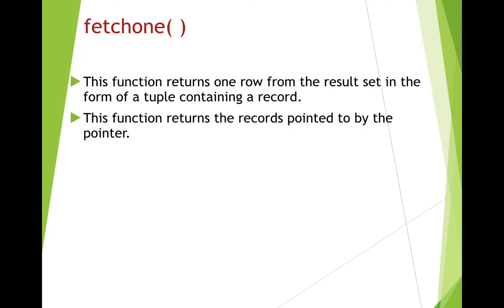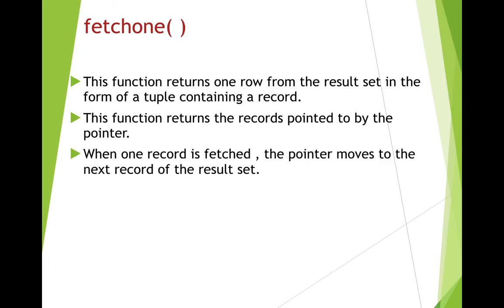So, before applying the fetch1 function, what will we do? We will have to create the cursor and use the execute query. So, the cursor will already point to the first record when we execute it at the very beginning. Now, whatever record it is currently pointing to, it will display that particular record. Now, when one record is fetched, the pointer moves to the next record of the result set.